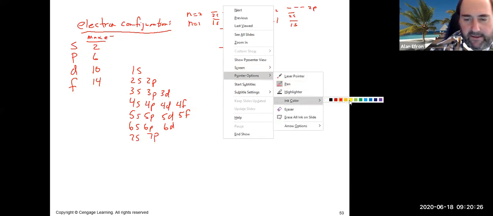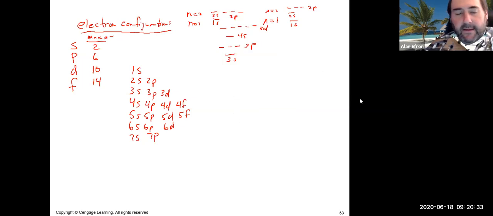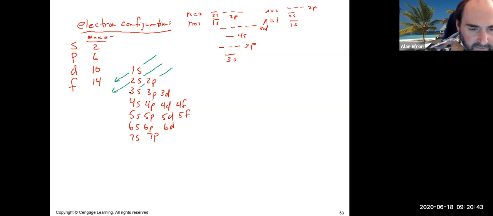And the way you use this, let's drop a different color in here maybe. If I hit that button, I think. You always start up here at the top, and then you follow the arrow, and then you zigzag back, and you just keep following the arrow.